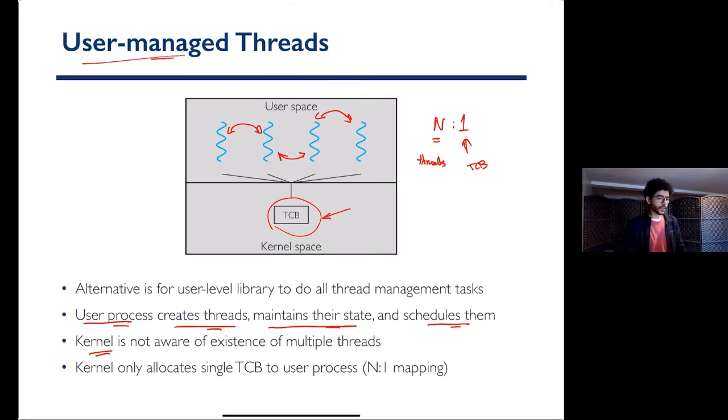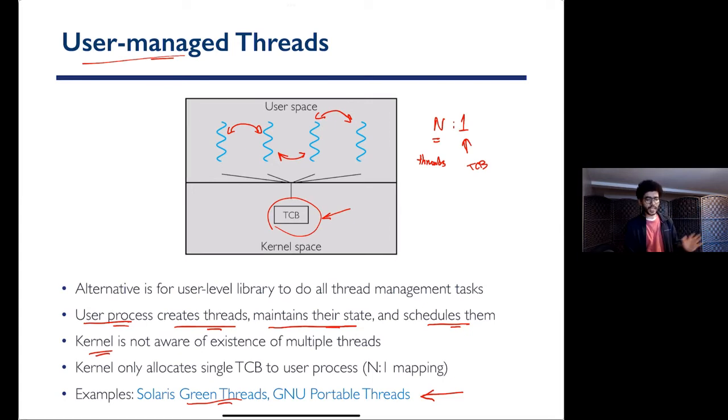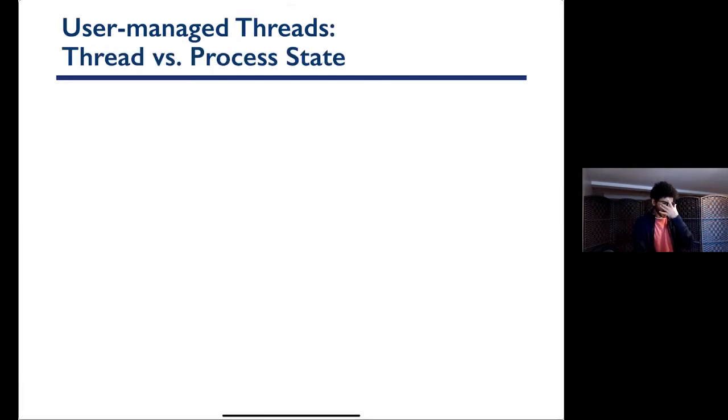Now, what is the downside, though? Oh, before we go to the downside, first of all, a bunch of examples for those of you who are interested. I'm not going to go deep into this user-managed threads, but if you want pointers to search and find interesting stuff, just search green threads. And that should be enough for you to find enough pointers on user-managed threads.